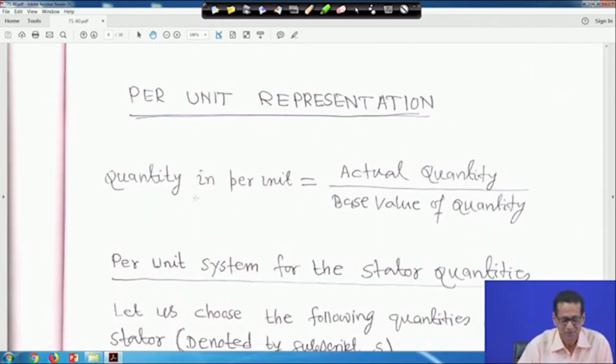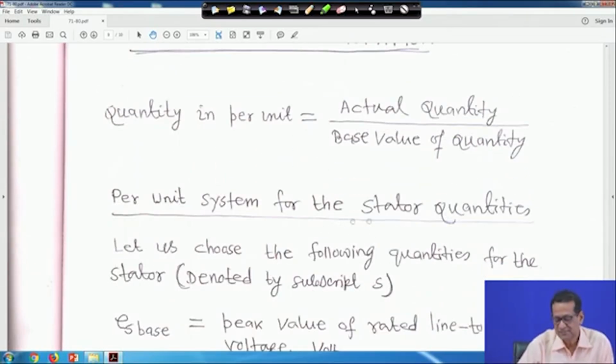Now, your quantity in per unit can be defined as actual quantity divided by base value of the quantity, this you know. Now, per unit system for the stator quantities, right?